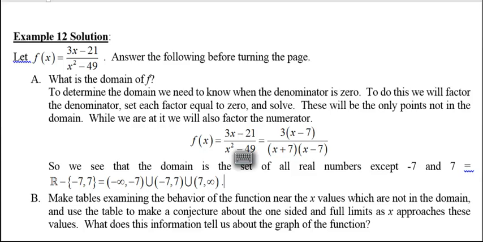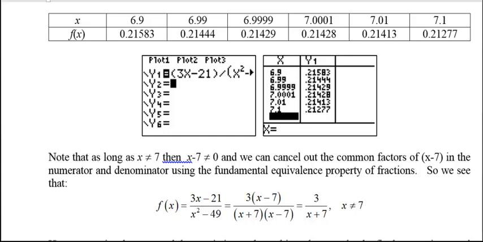So we're interested in what happens near 7 and near negative 7. First of all, I want to look at this from an algebraic standpoint down here. Notice if I factor this out, the x minus 7 cancel, and you get 3 over x plus 7. And that's true as long as x is not equal to 7. So these two are equal for anything where x is not equal to 7.